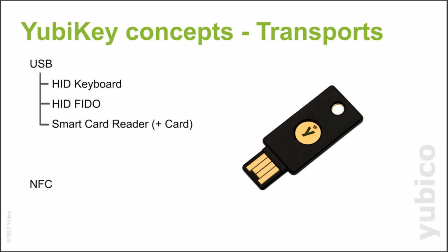There's a HID keyboard, which is exclusively used by the Yubico OTP application. There is a HID FIDO device, which is used exclusively by the FIDO applications. And then there is a smart card reader with a smart card attached that provides access to all of the other applications. NFC, on the other hand, can talk with all of the applications on the YubiKey. The reader provides both communication and power to the key. Programmatically speaking, NFC behaves very similar to a smart card reader.